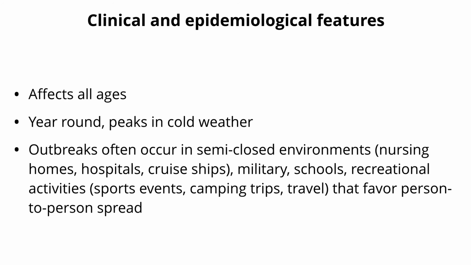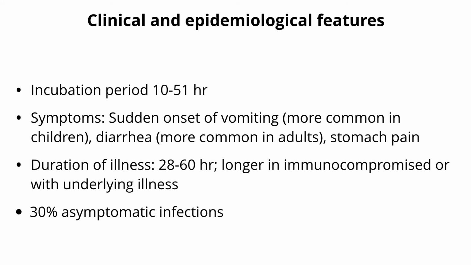These viruses infect everybody year-round with some peaks in cold weather. They typically occur in semi-closed environments, which we're making more of, of course, particularly cruise ships, but also all kinds of schools. Anything that favors person-to-person spread. There are outbreaks on campuses all the time, particularly associated with food preparation. There's a short incubation period, sudden onset of vomiting and diarrhea. It's a rather short illness, so an over-the-weekend type of illness, although if you have immune defects, you will be sick for a longer period of time.